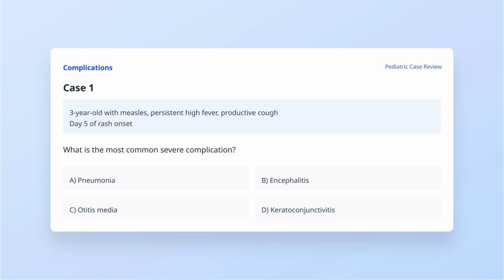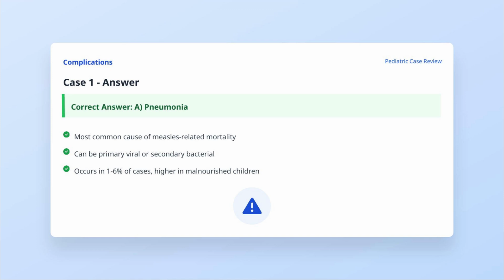What is the most common severe complication of measles? A. Pneumonia, B. Encephalitis, C. Otitis media, or D. Keratoconjunctivitis? The correct answer is A.